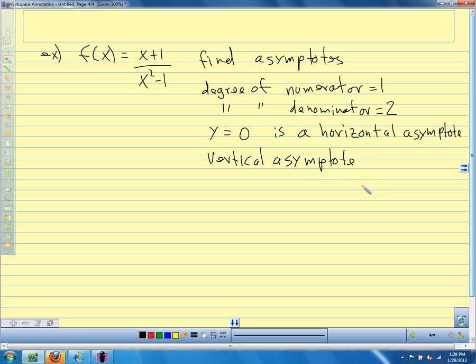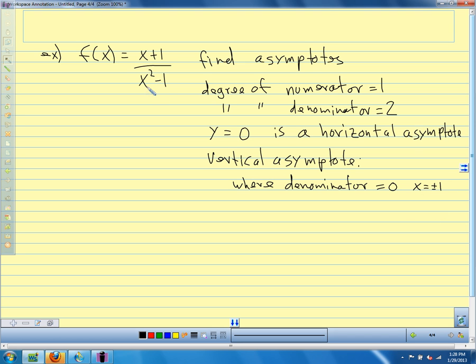Where could we have a vertical asymptote? A vertical asymptote is where the denominator equals 0. Well, we could have a vertical asymptote at x equals plus or minus 1.